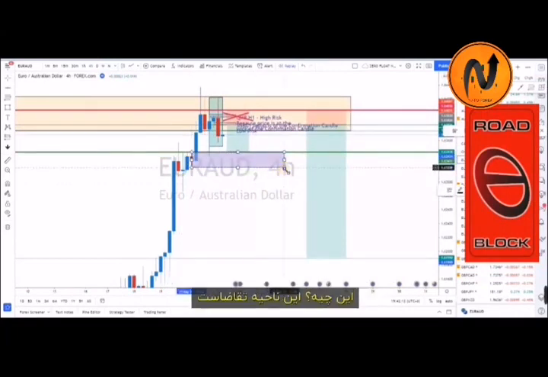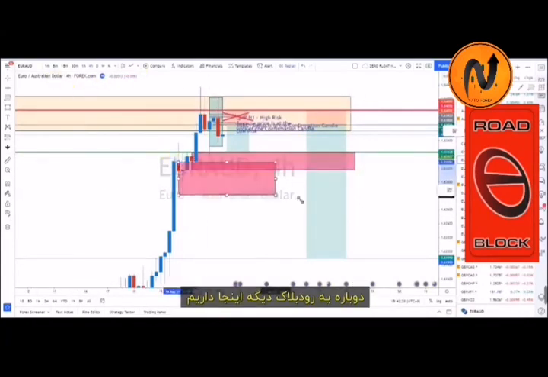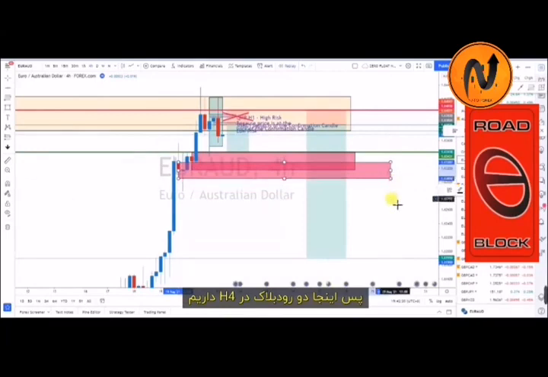What is this? This is the demand zone. So it's a roadblock for sellers. This demand zone is a rally base rally. So we're going to color this red as a roadblock. There's another roadblock here again. Here, here. So we have 2 roadblocks in the H4.